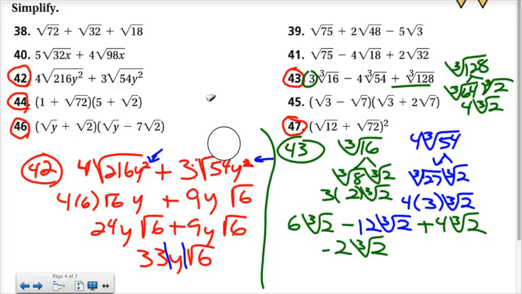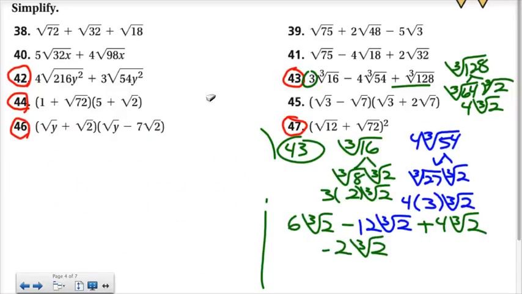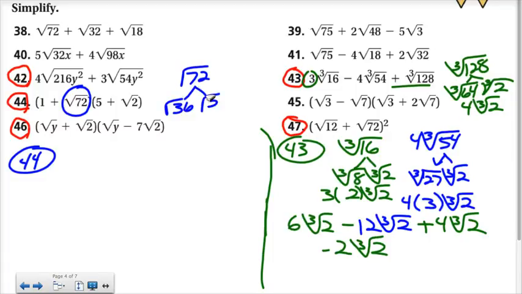All right, now let me erase this one and make some room here for the fantastic number 44. Number 44 switches gears and takes us back to multiplication. And what we're doing here is we're multiplying our binomial radicals. But I noticed that that square root of 72 is not simplified, and I would want to simplify that before I did the multiplication. So square root of 72 is the square root of 36 times the square root of 2, which is 6 square roots of 2. So this would be 1 plus 6 square roots of 2 times 5 plus the square root of 2.